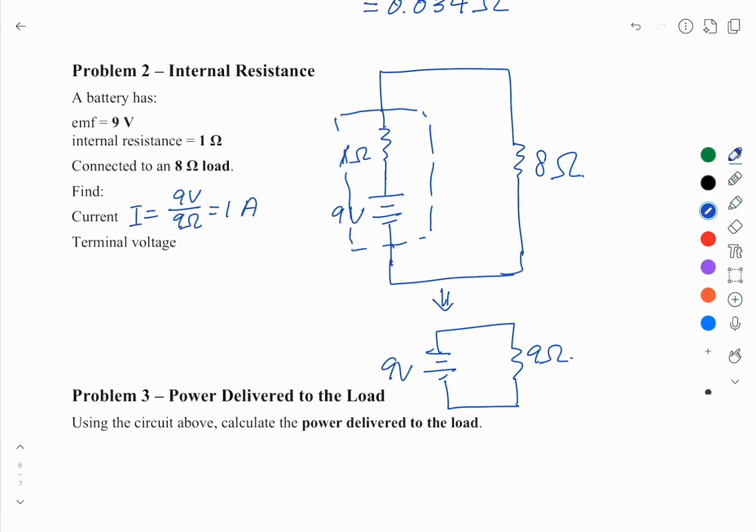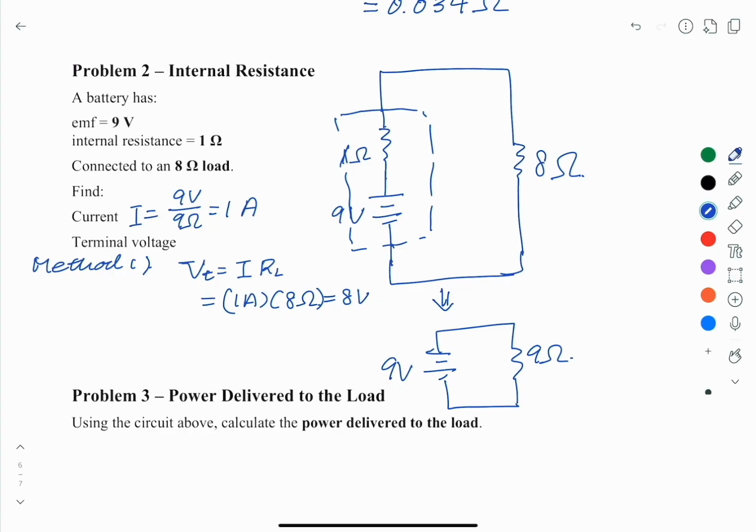The terminal voltage: there are two different methods. Method 1, we use Vt equal to I times RL, the load resistance. So this is 1 amp times 8 ohm, so this is 8 volts. Method 2, now we can apply the potential divider formula. So the Vt is proportional to 9, and the proportional constant has denominator 1 plus 8, numerator 8.